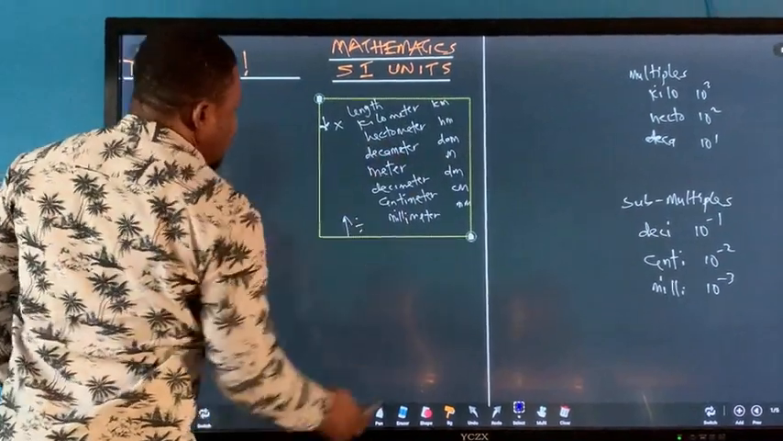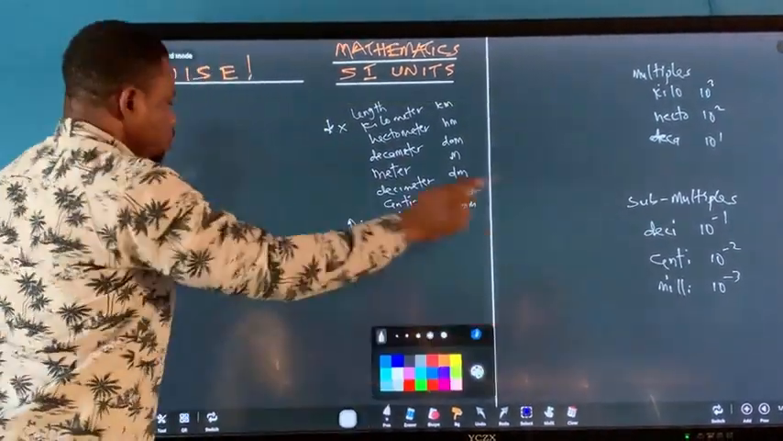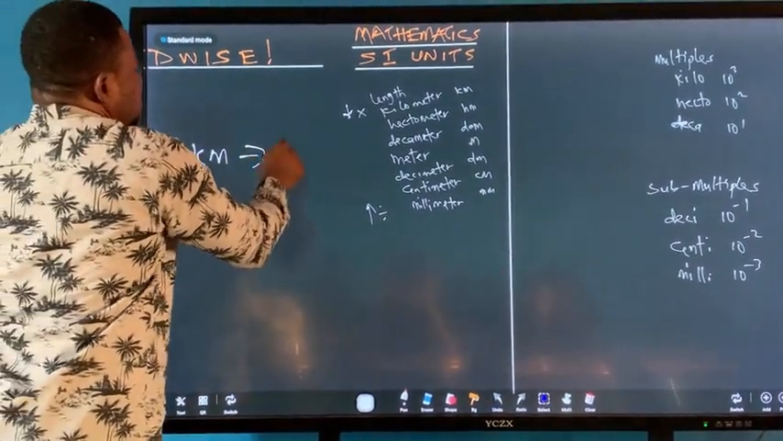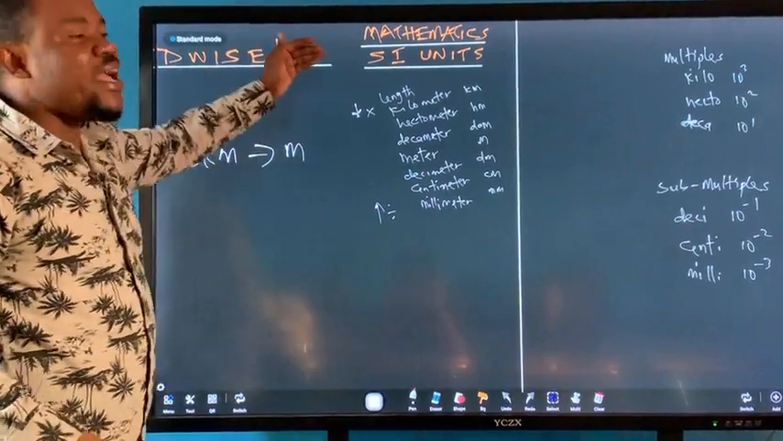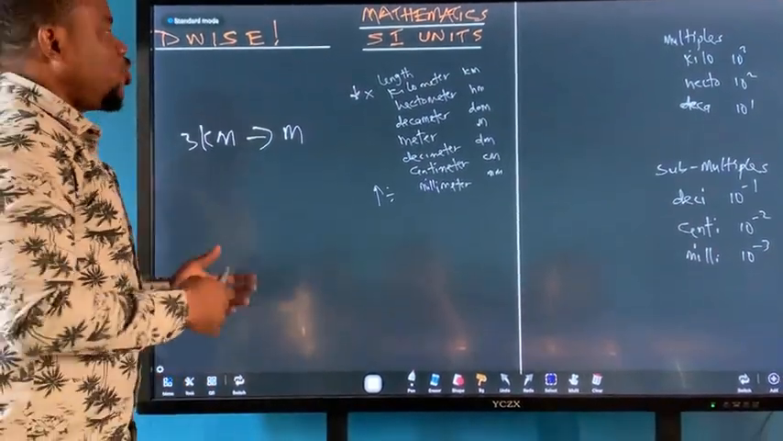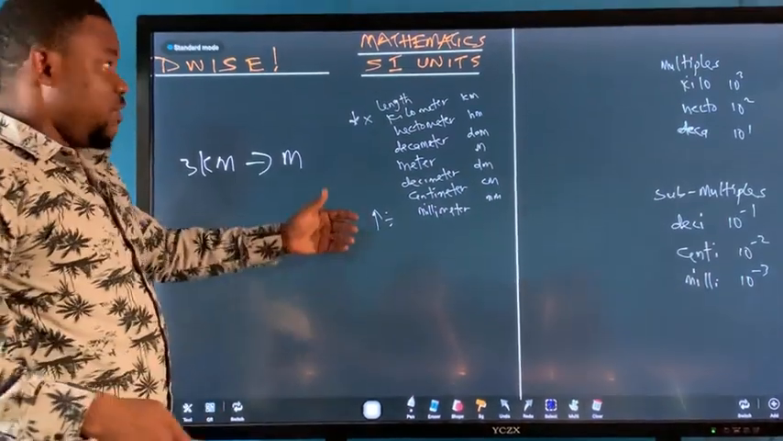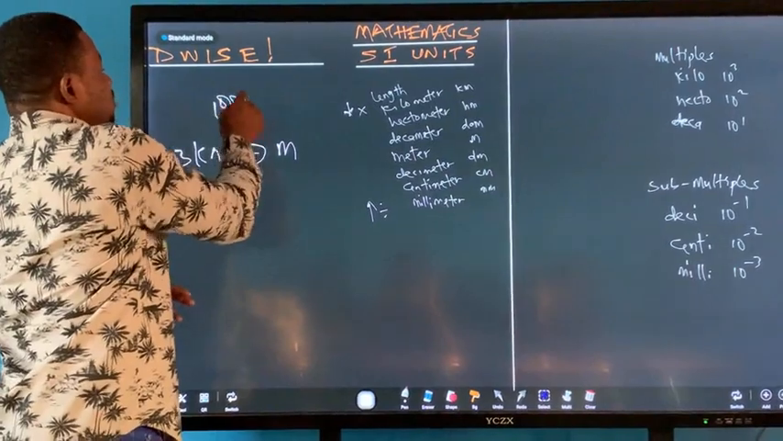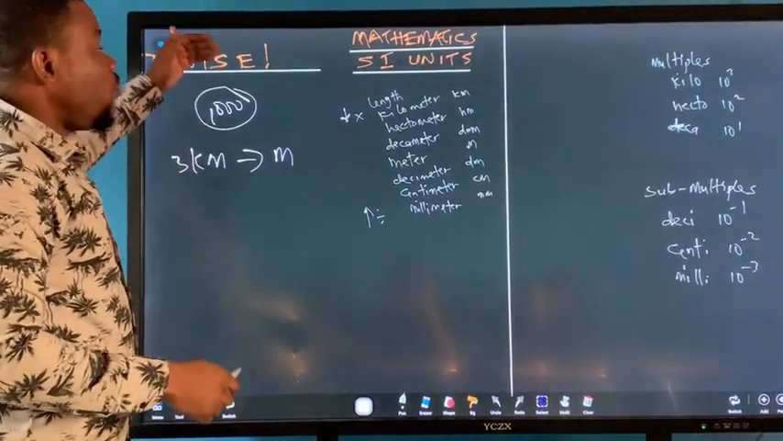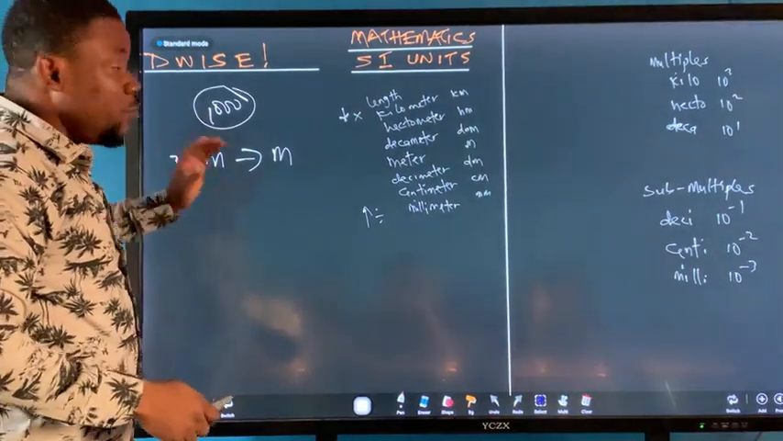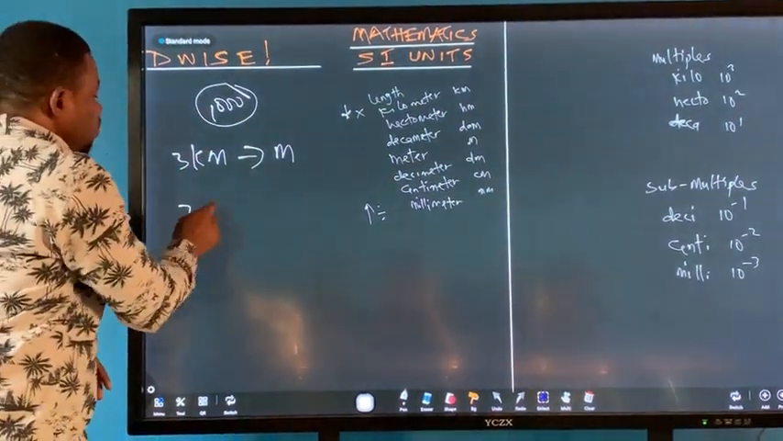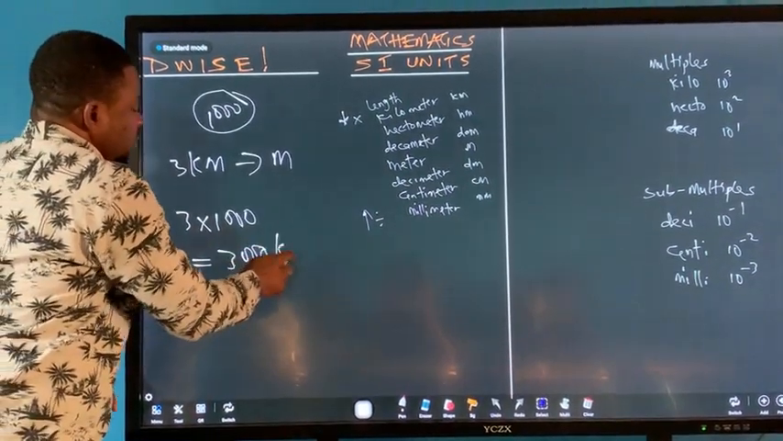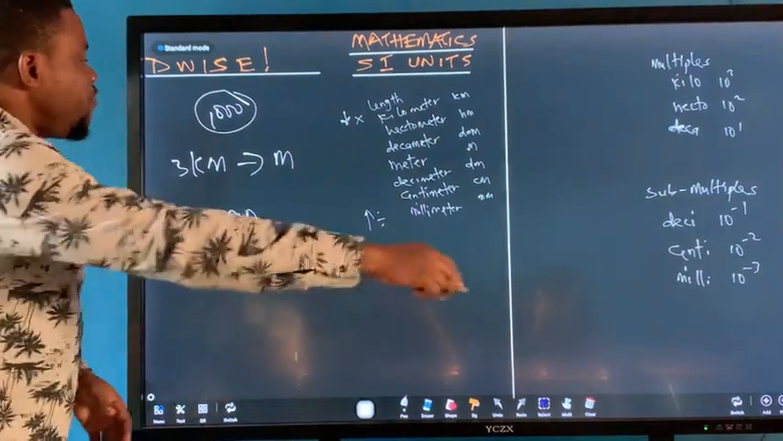Let me give you an example. Let's say I want to convert 3 kilometers to meters. I'm going from higher to smaller. The conversion factor from kilometer to meter is 1000. So since I'm coming down, I will multiply. So it will be 3 times 1000, which gives me 3000 meters.